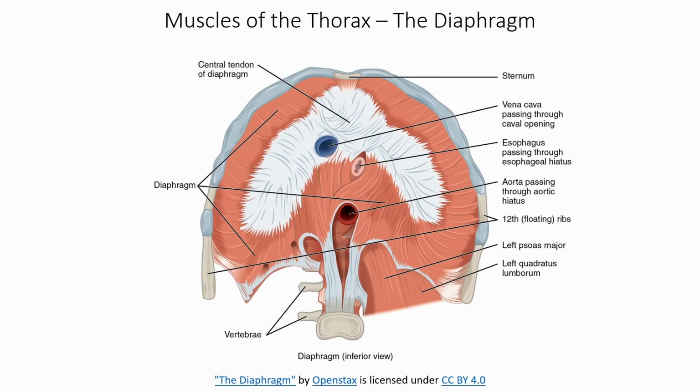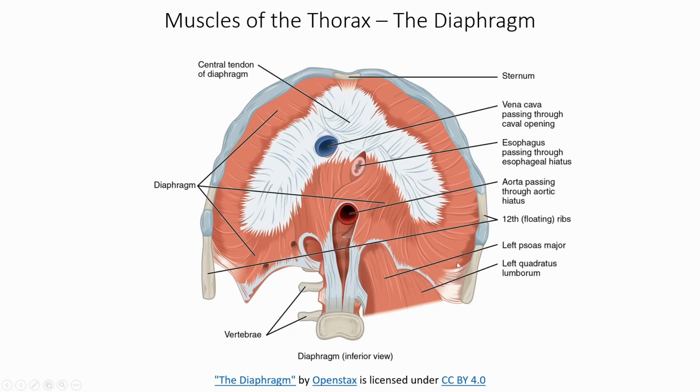We have the caval opening, which will let the vena cava through. We have the aortic hiatus, which is what the aorta will pass through, and then the esophageal hiatus, where the esophagus passes through. And so we see that this is kind of attached right at that bottom, that last rib, the 12th pair of ribs, right?